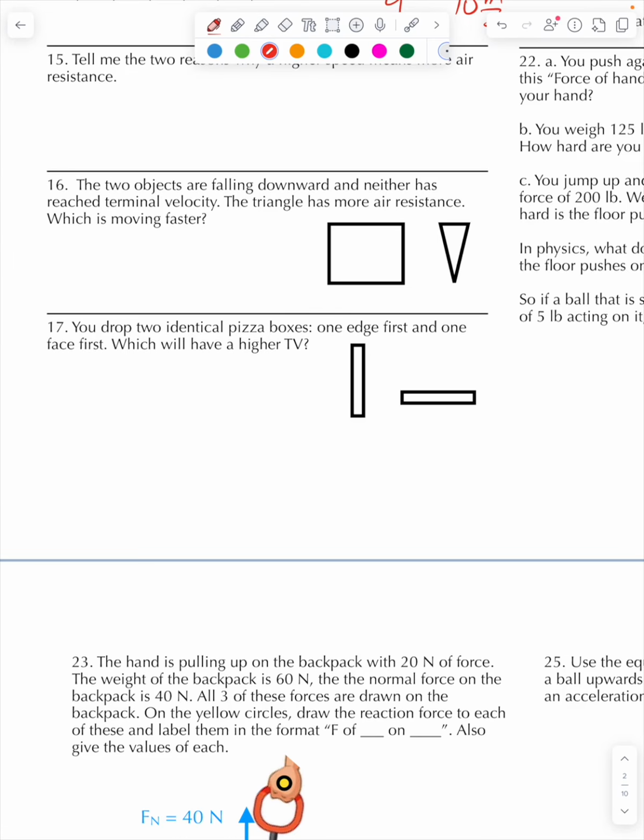The two objects are falling downward and neither has reached terminal velocity. The triangle has more air resistance, which is moving faster. Well, which one would you think would normally have less air resistance between those two? The knight, if it's falling downwards. This one right here, because look how aerodynamic it is. But somehow it has more air resistance. Not only is it more aerodynamic, there's less cross-sectional area compared to this big thing falling down. So if somehow this has more air resistance, despite it being smaller and more aerodynamic, it must be that that one is moving faster, if that makes sense.